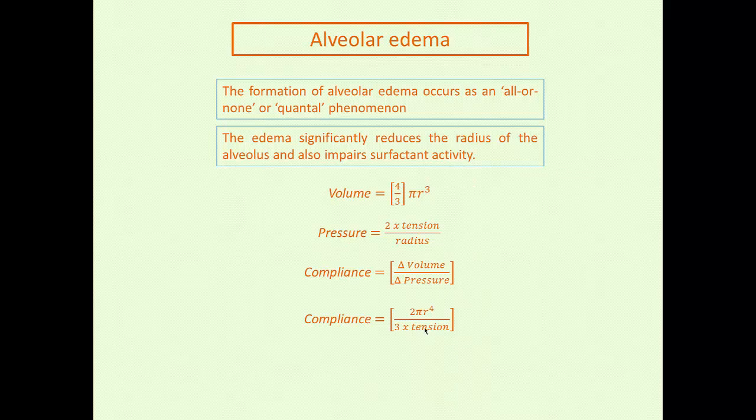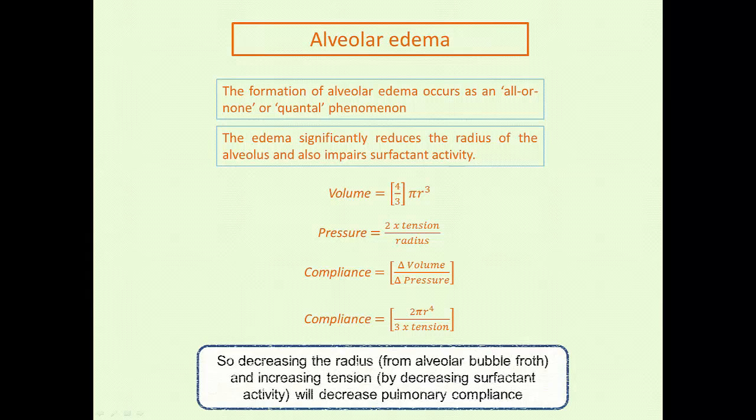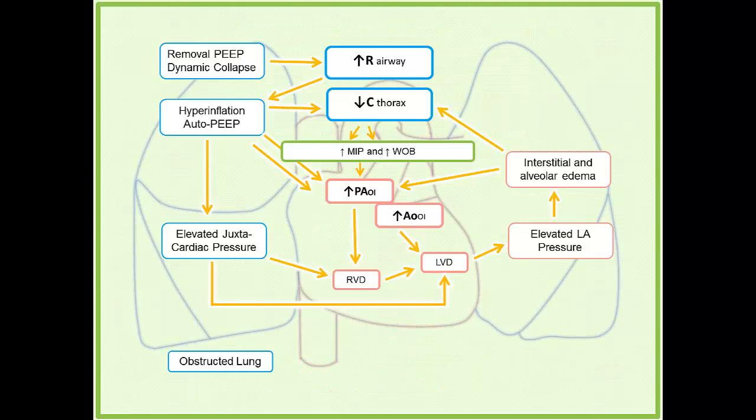So if you were to increase the surface tension by impairing surfactant activity, you would tend to decrease compliance. But similarly, if you were to decrease the radius of the alveolus, you'd have a much greater impact on the compliance of the whole lung. And so that's what I'm saying here: decreasing the radius from flooding of the alveolus and alveolar bubble froth, and increasing the surface tension by decreasing surfactant activity, will very drastically reduce pulmonary compliance.